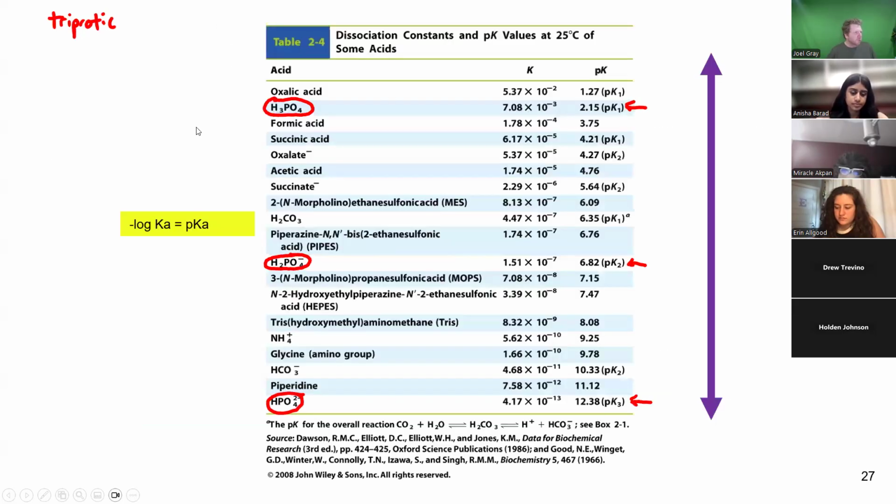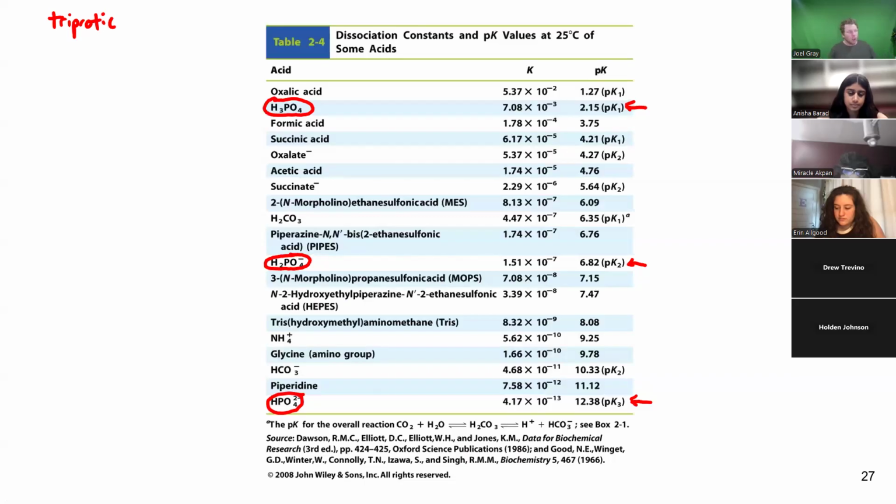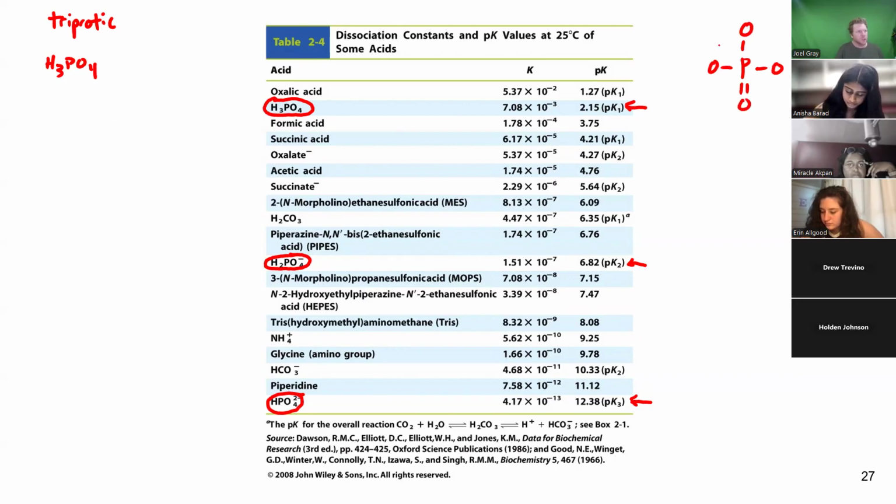But before we do that, I want to introduce you to all of the different forms of this H3PO4. So one form, it's fully protonated. It is H3PO4. Now, to give you a visual of what that looks like: phosphorus, oxygen, oxygen, oxygen, oxygen, H, H, H.